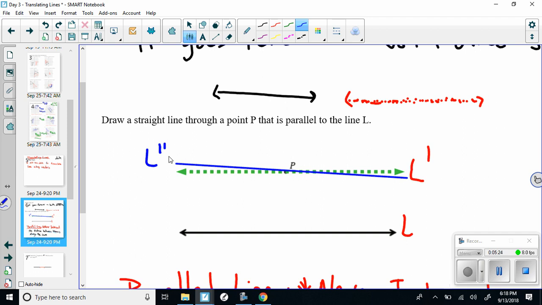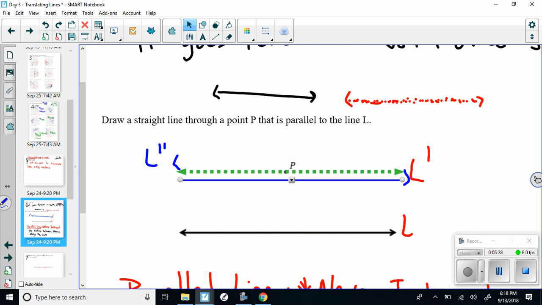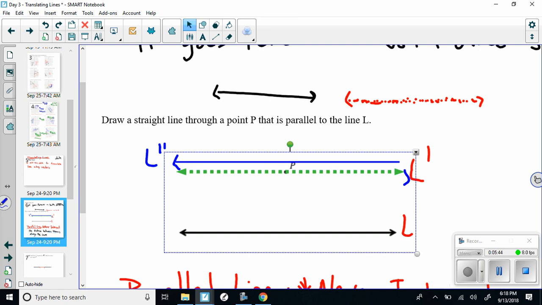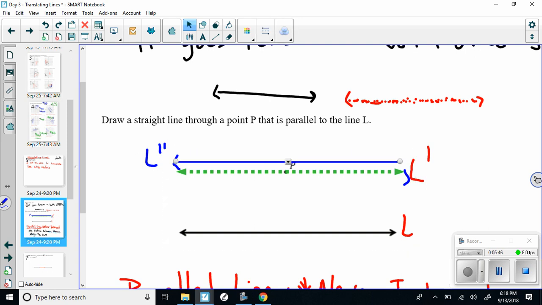And if we try to get this closer and closer to parallel, it's not really going to be parallel unless we get it to be the exact same line as line L prime. Which brings us to our first rule.